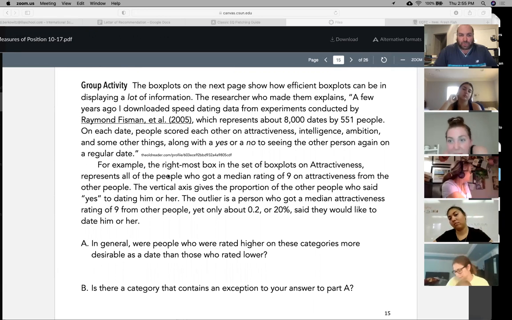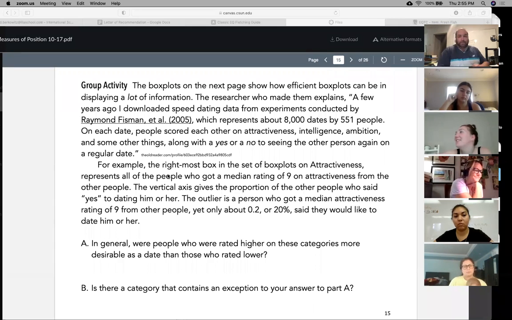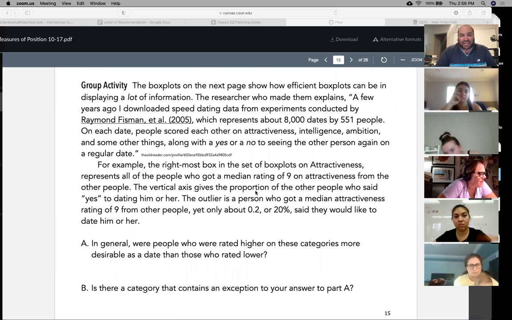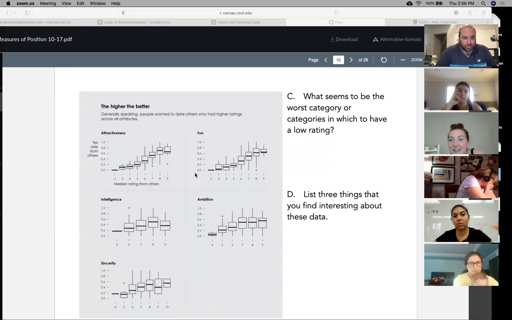Okay. So the researcher who made them explains: a few years ago, I downloaded speed dating data from experiments conducted by Raymond Fisman et al. 2005, which represents about 8,000 dates by 551 people. On each date, people scored each other on attractiveness, intelligence, ambition, and some other things, along with a yes or no to seeing the other person again on a regular date. For example, the rightmost box in the set of box plots on attractiveness represents all the people who got a median rating of 9 on attractiveness from other people.